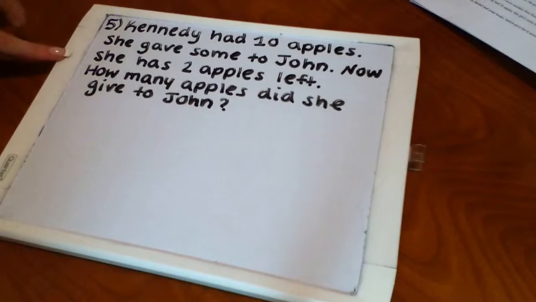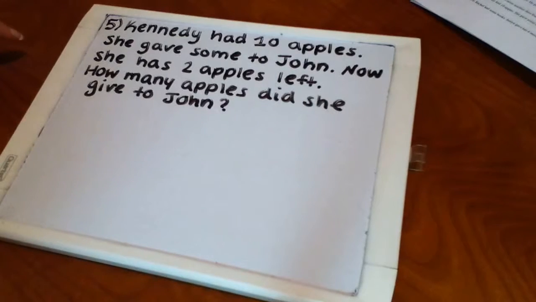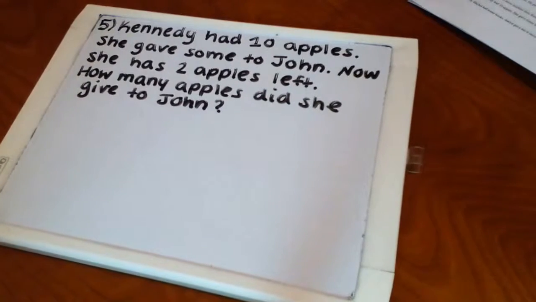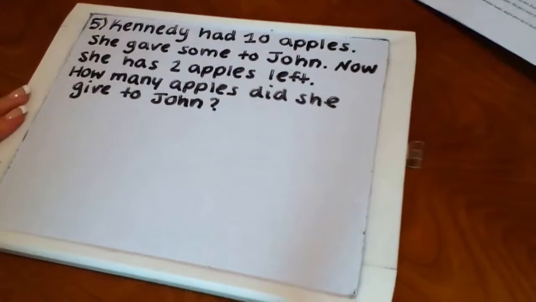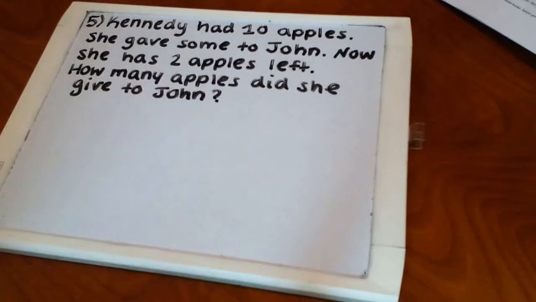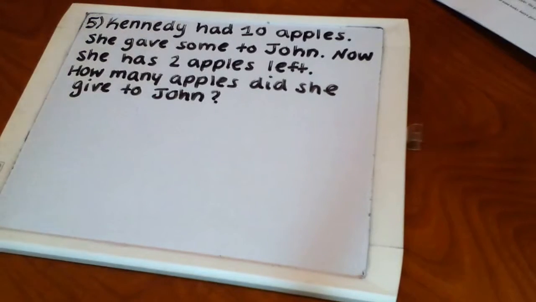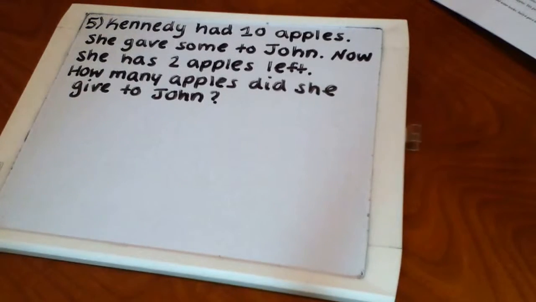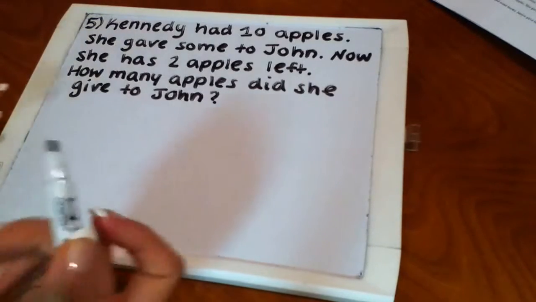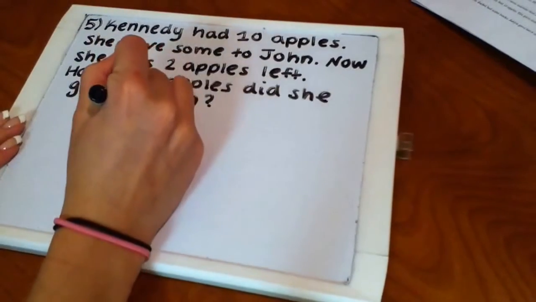She gave some to John. Now she has 2 apples left. How many apples did she give to John? So for this problem, I want to do a separate structure. And a separate structure is used a lot of times when you're doing subtraction. It's really used when you have some kind of whole and some kind of action happens to it. So the way that that looks is you're going to have 3 circles.